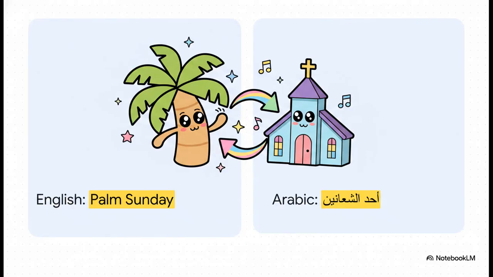A perfect example from your material is the English Christian holiday Palm Sunday. When you're translating this for an Arab Christian context, you don't literally translate the words Palm and Sunday. Use the functional established equivalent in that culture, Ahad Asha'anin. You basically substituted one cultural marker for its functional sibling, ensuring the translation feels native and instantly recognizable.